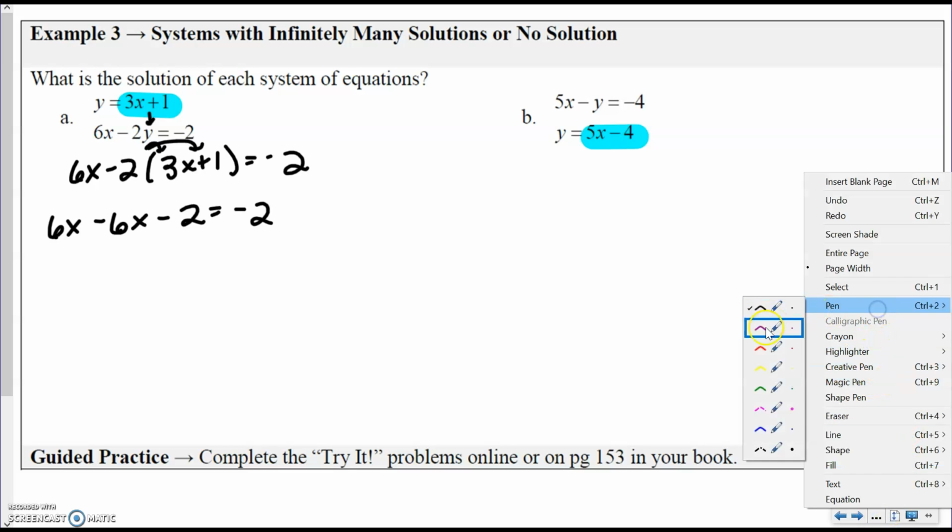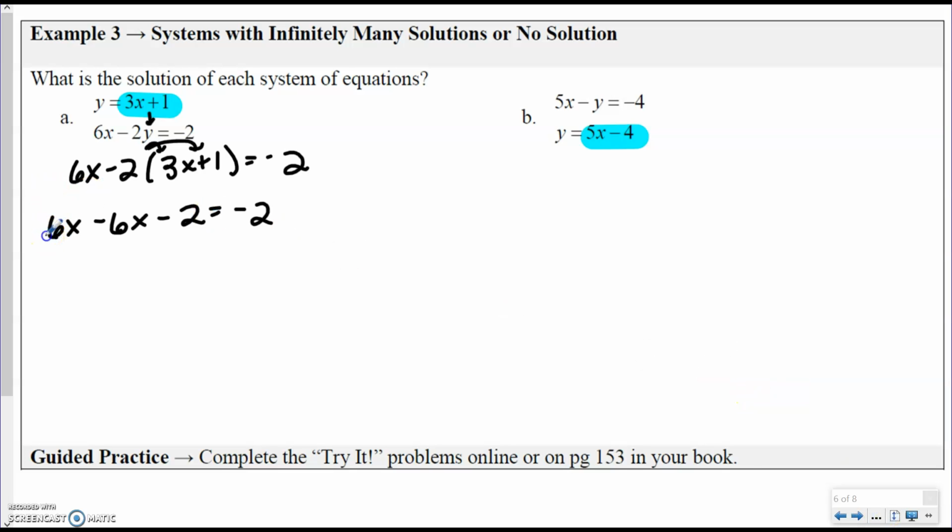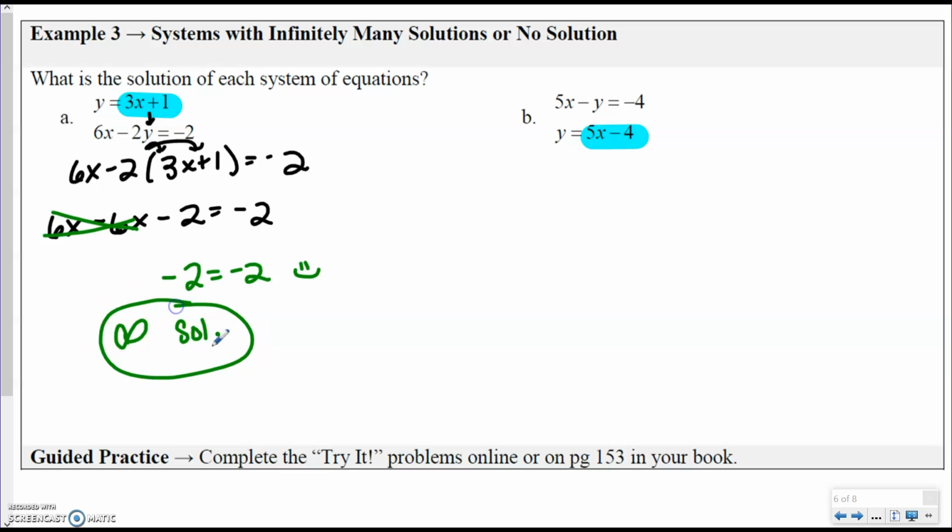Notice that when I go to combine my like terms here, this cancels. So I get negative 2 equals negative 2. I like that, it's true. This is that case that we saw where there's infinite solutions. No matter what we plug in to here that works, it will also work in there.